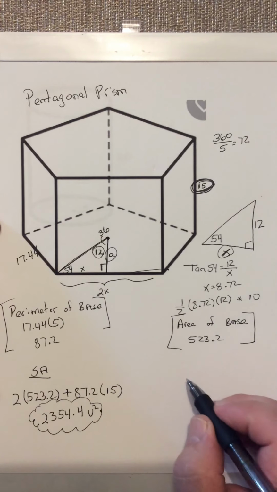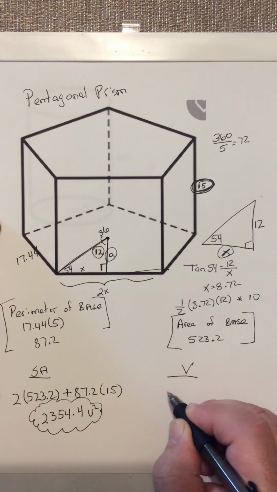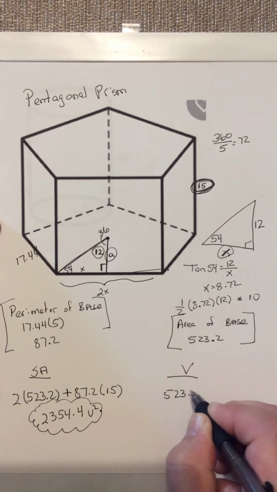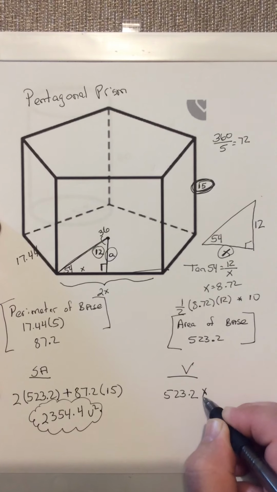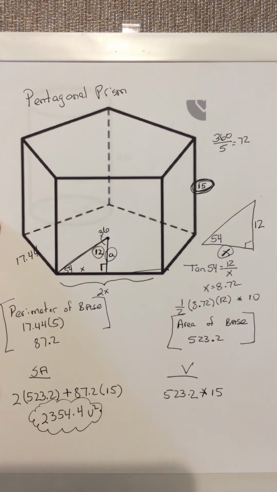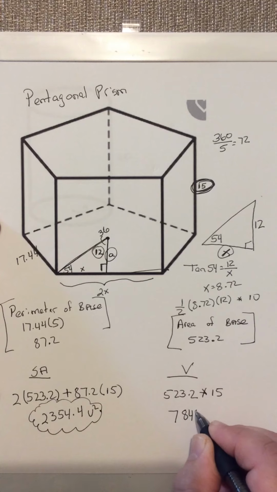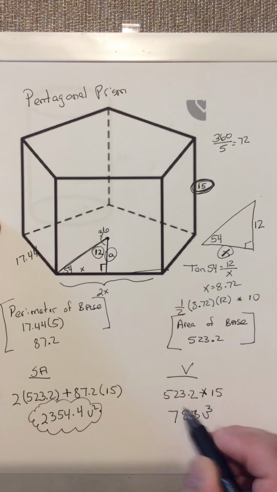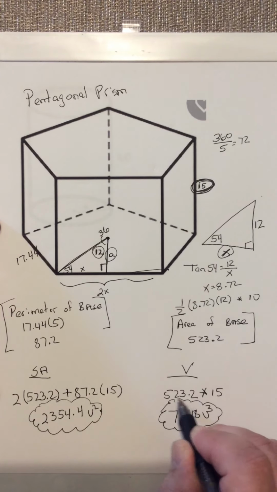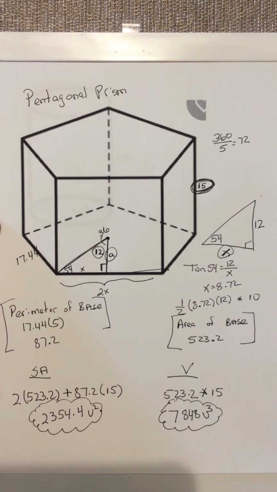And for volume, area of the base, 523.2 times its height, 15. So 523.2 times 15. 7,848. 7,848 units cubed because it's volume. So that one requires a little more work because we had to do the regular polygon, the apothem radius triangle thing.